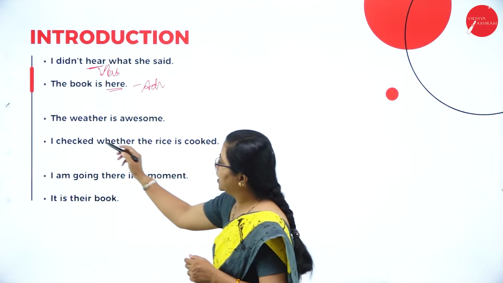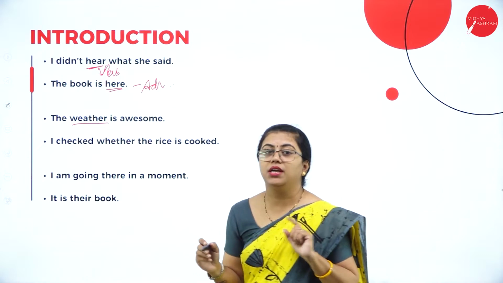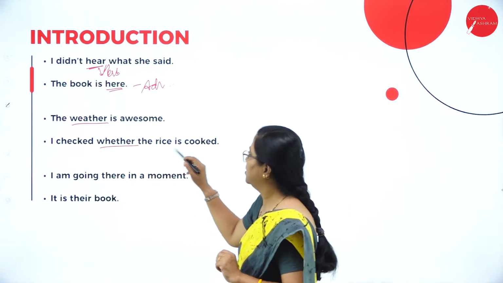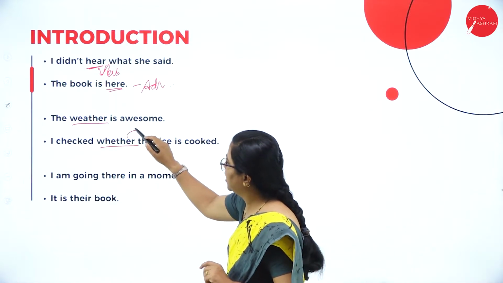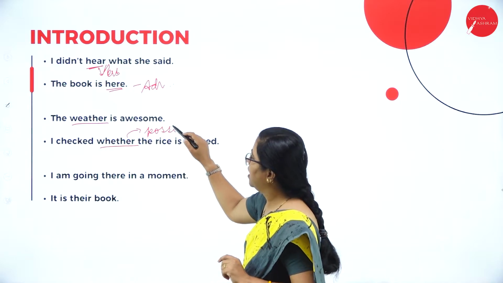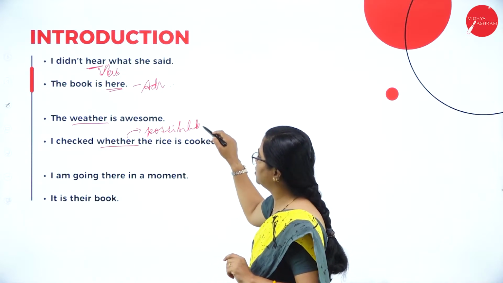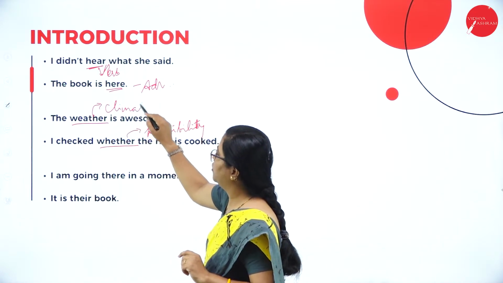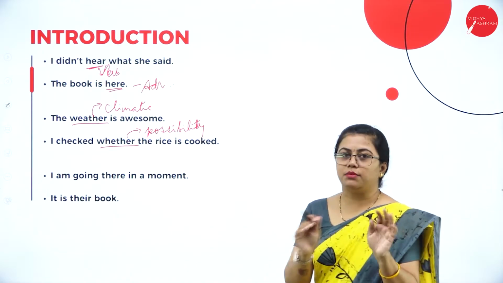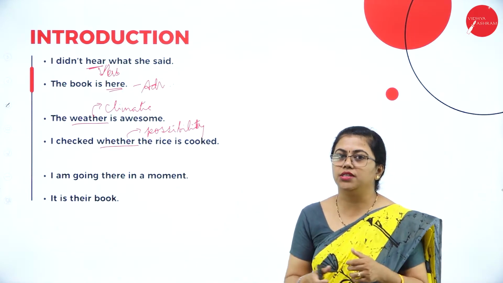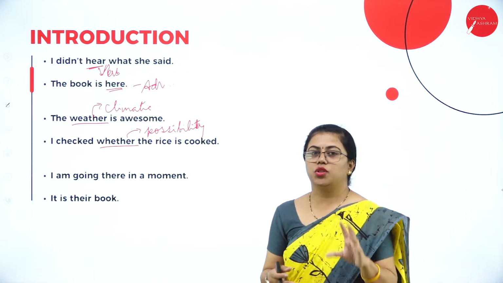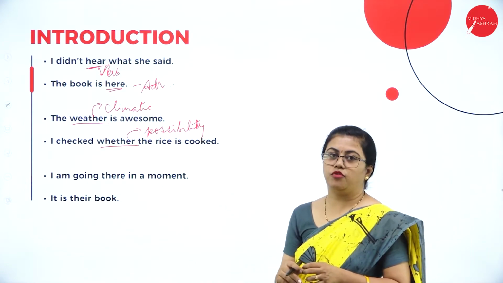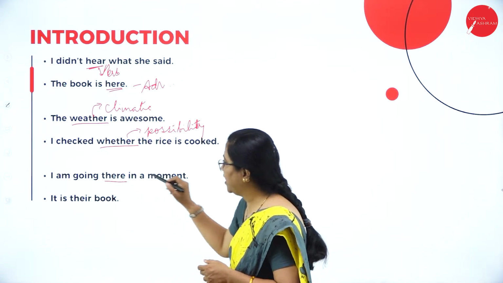Okay, so here also you can see the weather is awesome. You are talking about the climatic condition of that place. Fine. Whereas here I checked whether the rice is cooked. So here you are checking some possibility, something must have happened or something like that. So you're checking about some possibility here, whereas here you're talking about the climatic condition of that place at that moment. So climate is something which happens for a long time, that is there for a long time, whereas weather keeps changing. So the climatic condition at that present moment is called weather, and that is the spelling for that.